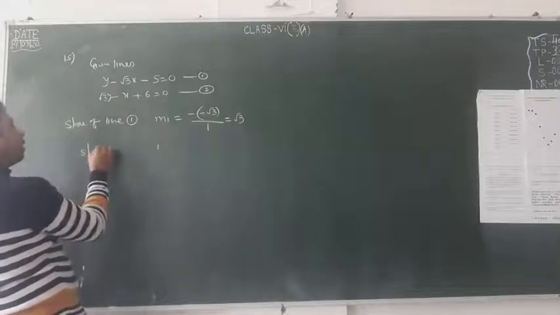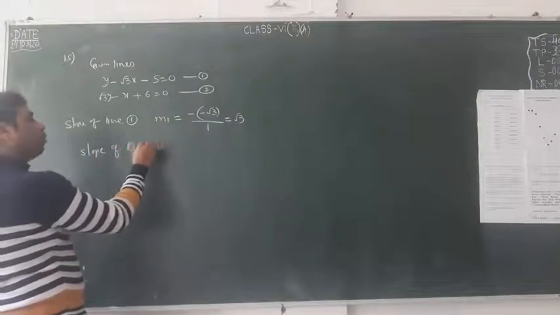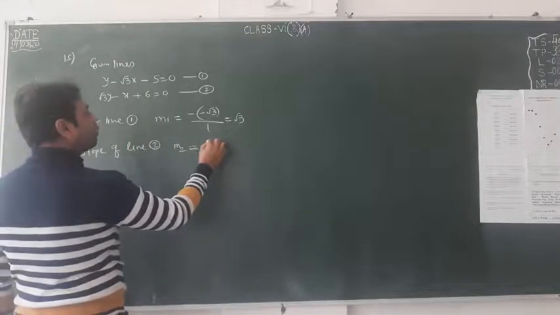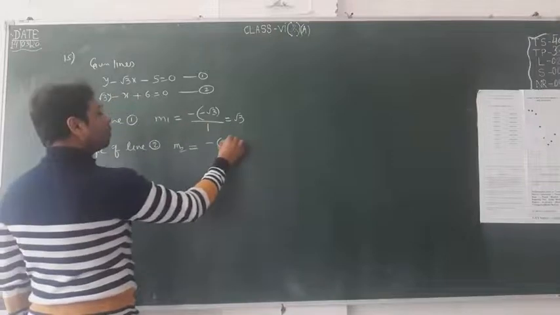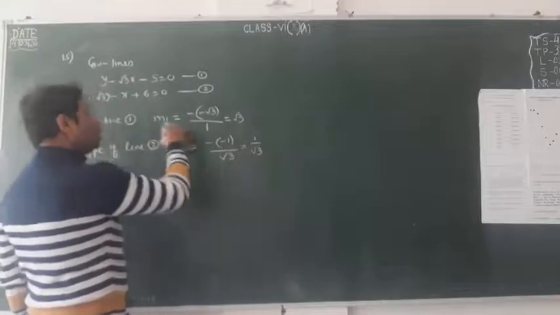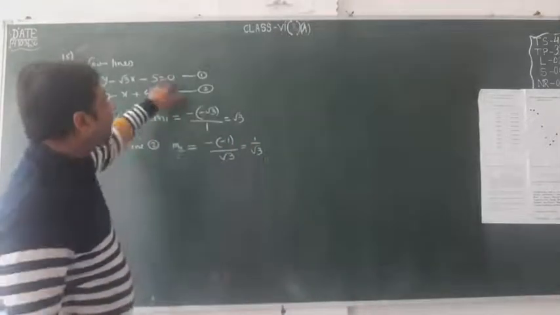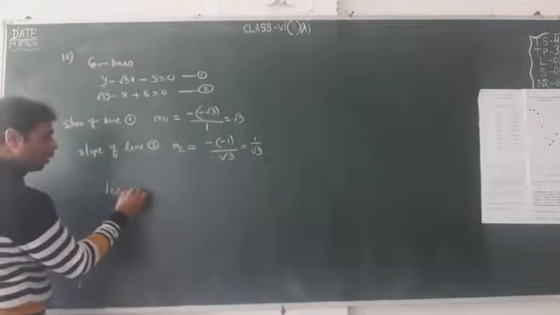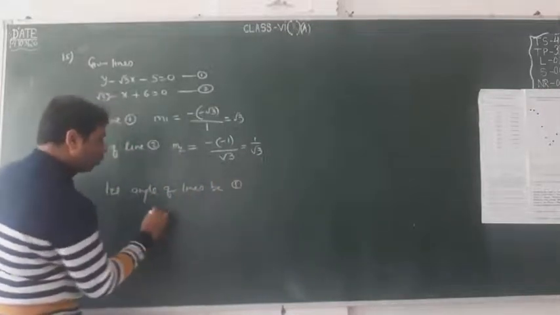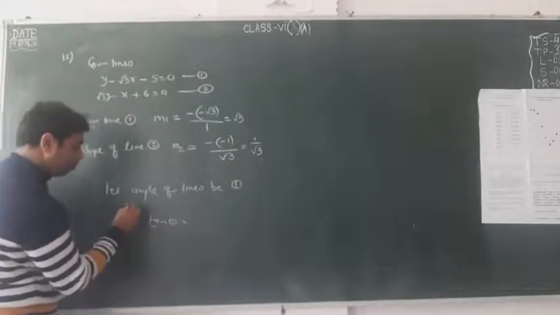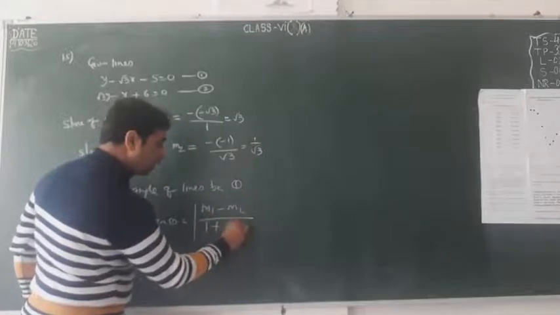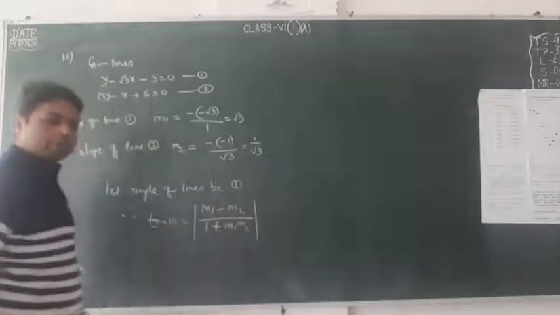And I will write the same sentence. Slope of line 2, it is m2, and it is minus coefficient of x, minus 1, upon coefficient of y, root 3. Overall it is 1 by root 3. After getting m1 and m2, we have to find the angle between them. So I will write that the angle between the lines be theta, and tan theta is equal to mod of (m1 minus m2) upon (1 plus m1 m2). That's the simple formula we will use. Go on.